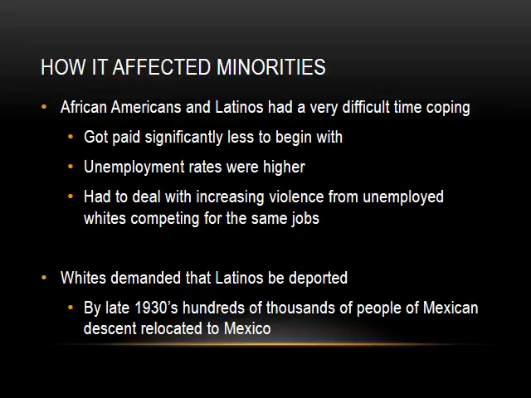Minorities were also affected by the Great Depression. African Americans and Latinos had a very difficult time coping with the effects of the Depression. They got paid significantly less to begin with, they had higher unemployment rates, and they had to deal with increasing violence from unemployed whites competing for the same jobs that they held. It was at this time that whites demanded that Latinos be deported. By the late 1930s, hundreds of thousands of people of Mexican descent relocated to Mexico. They had originally come for economic opportunity.